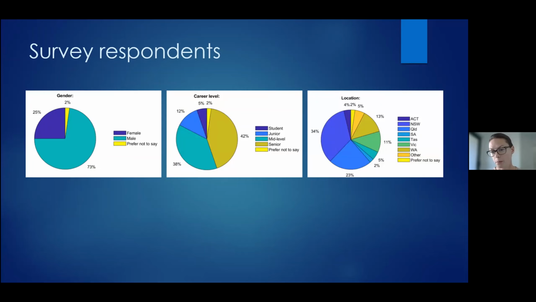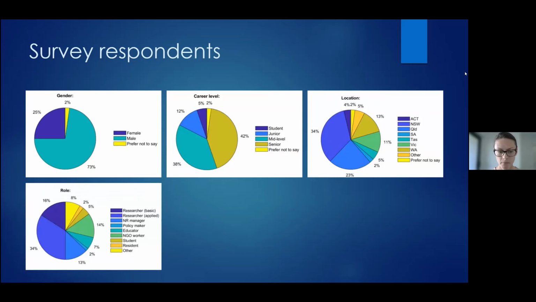We had a pretty good representation of the location of people around Australia. We had a dominance of people from New South Wales and Queensland, followed by Western Australia and Victoria, with smaller representations from the other states and territories. 50% of our survey respondents identified themselves as researchers, whether that was basic or applied research. And then we had a number of people working for NGOs, we had policymakers, and a large proportion of other.